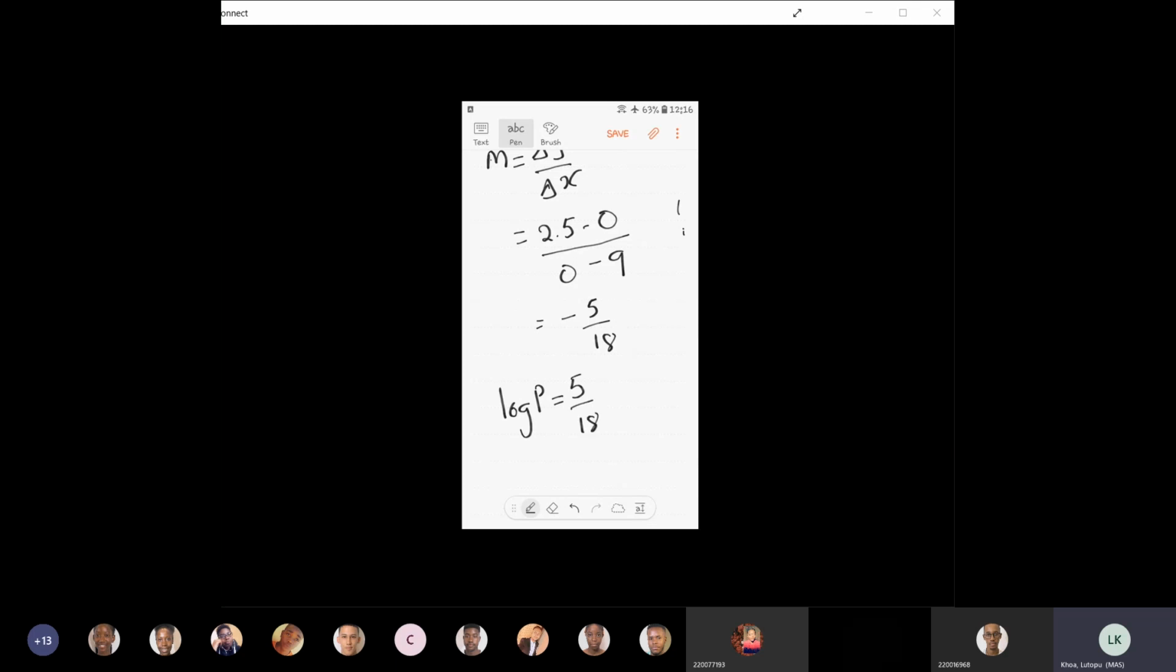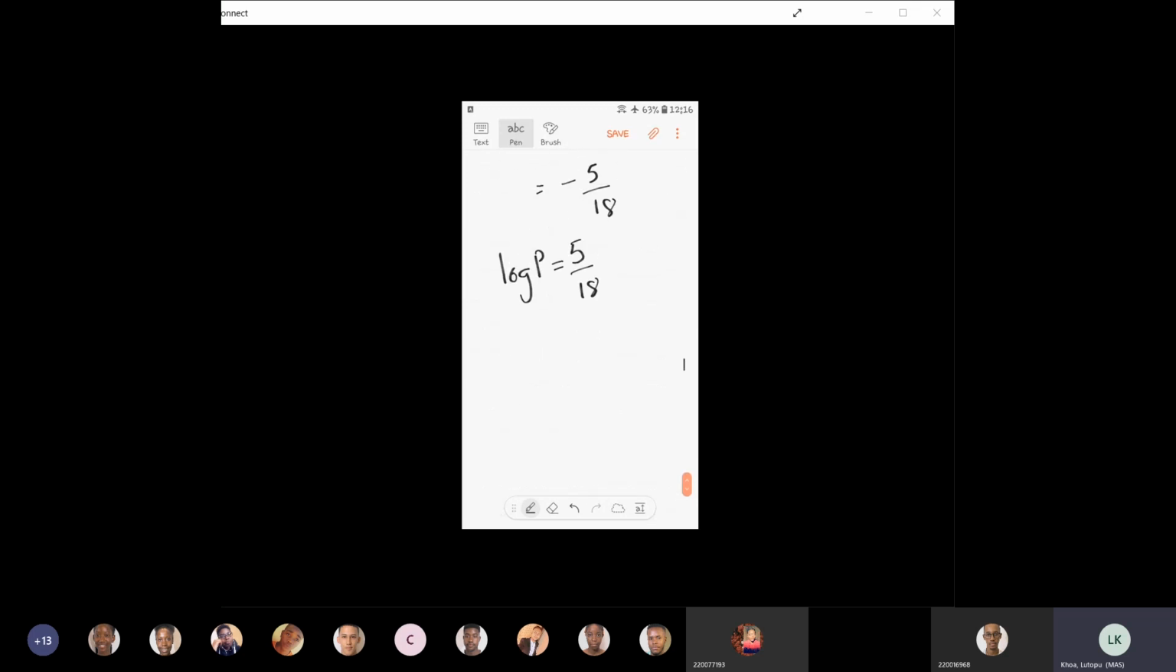Avoid rounding off too early in your calculations, because if I had taken the decimal 2.778, it is more than likely going to affect my answer for P. So just leave it as a fraction because that is exact. Then I rewrite this: P is equal to 10 to the power of 5 over 18. I just do this on my calculator, and this gives me 1.895. Okay, and then I am done.